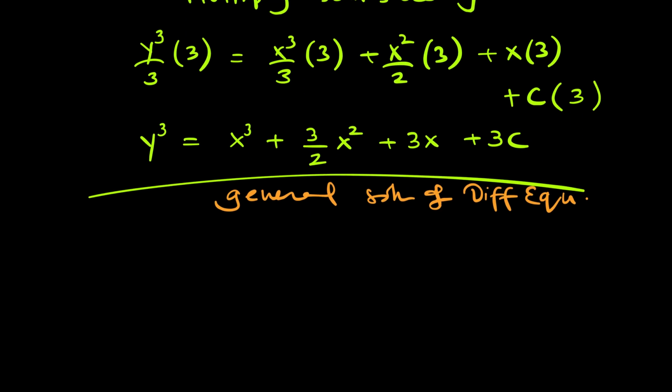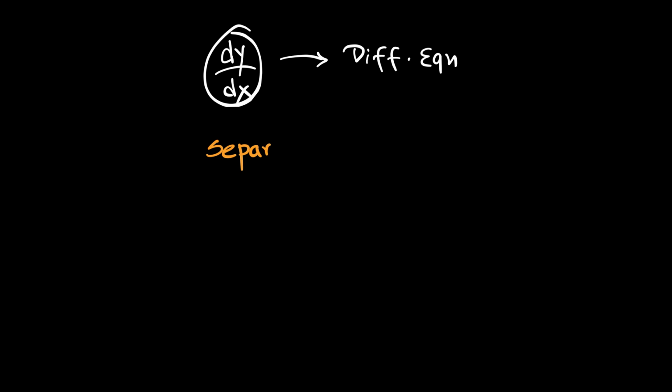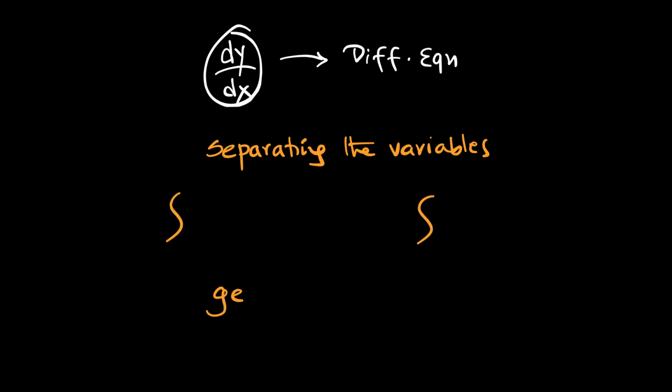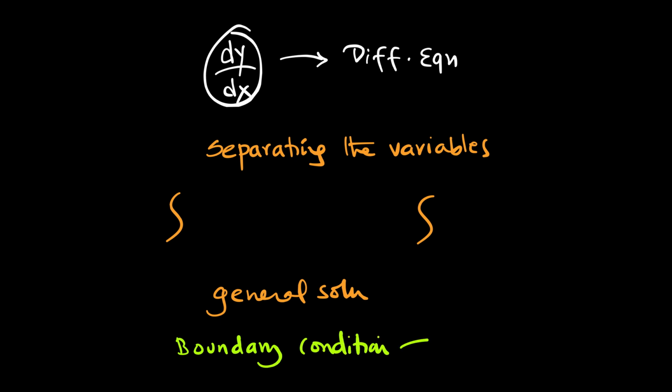So what have we learned in this video? Any equation with dy by dx in it is known as a differential equation. The very first step is about separating the variables, and once the variables are separated, it's integration on both sides, and then we first go towards the general solution. And if boundary conditions are given, what are boundary conditions? Values of x and y. We can also obtain a particular solution of the differential equation.